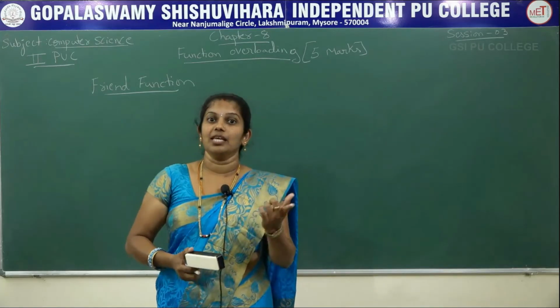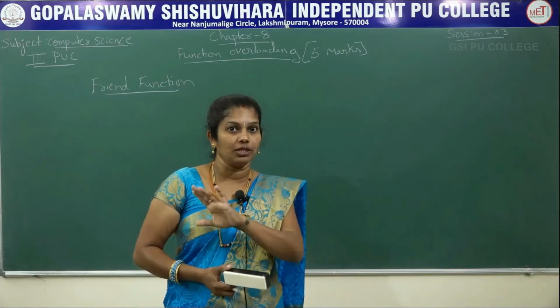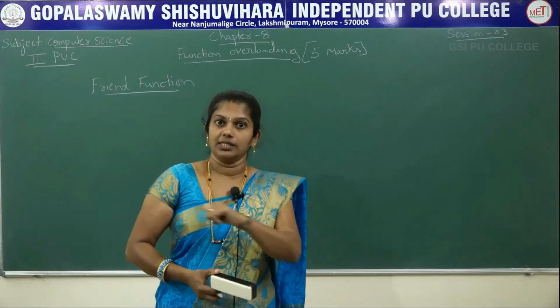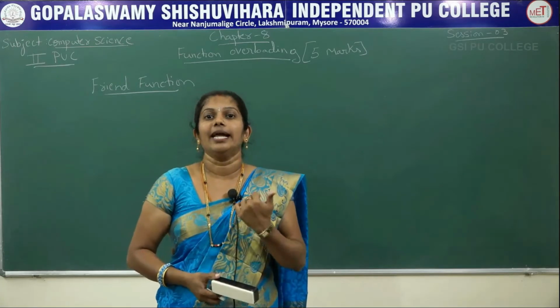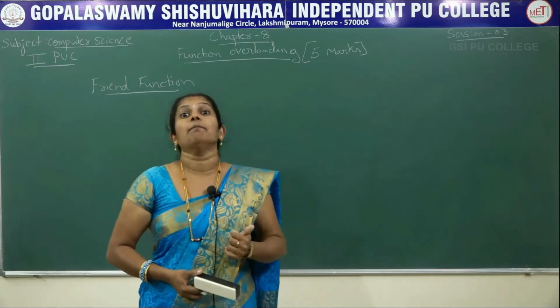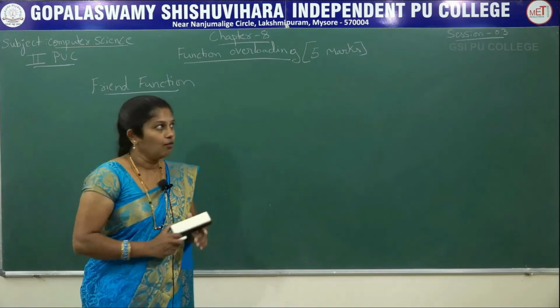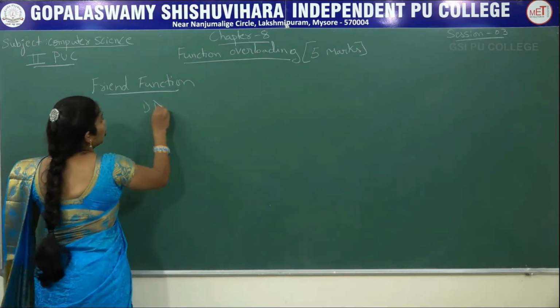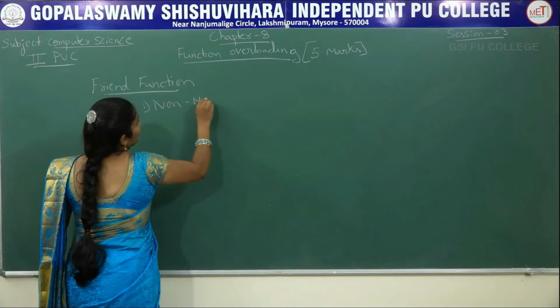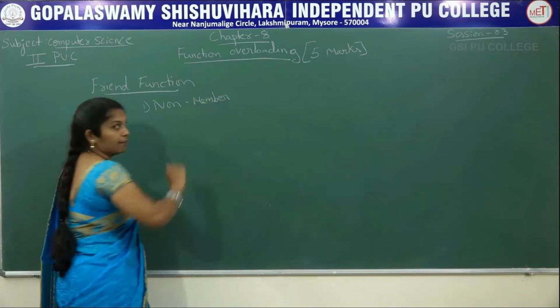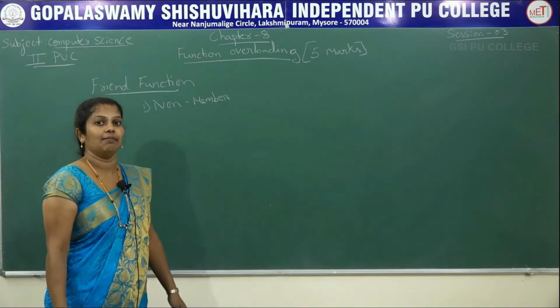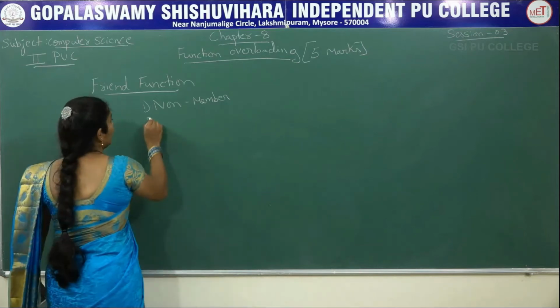Friend function is a non-member function. A friend is not related to your family. It is a non-member function, but still it can access your private data. That is nothing but a friend function. First thing, it is a non-member function, but still it can access your private data.